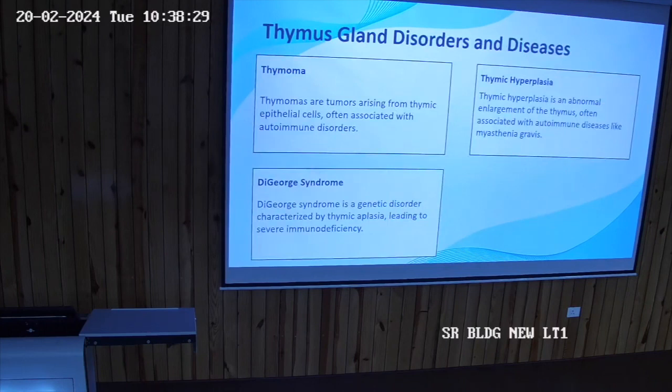These are the different disorders. DiGeorge syndrome is a genetic disorder characterized by thymic aplasia leading to severe immunodeficiency. So you might get an MCQ on this particular syndrome. What is DiGeorge syndrome? It is related to the thymus gland functioning. Thymoma, these are the tumors. Hyperplasia is an abnormal enlargement of the thymus.